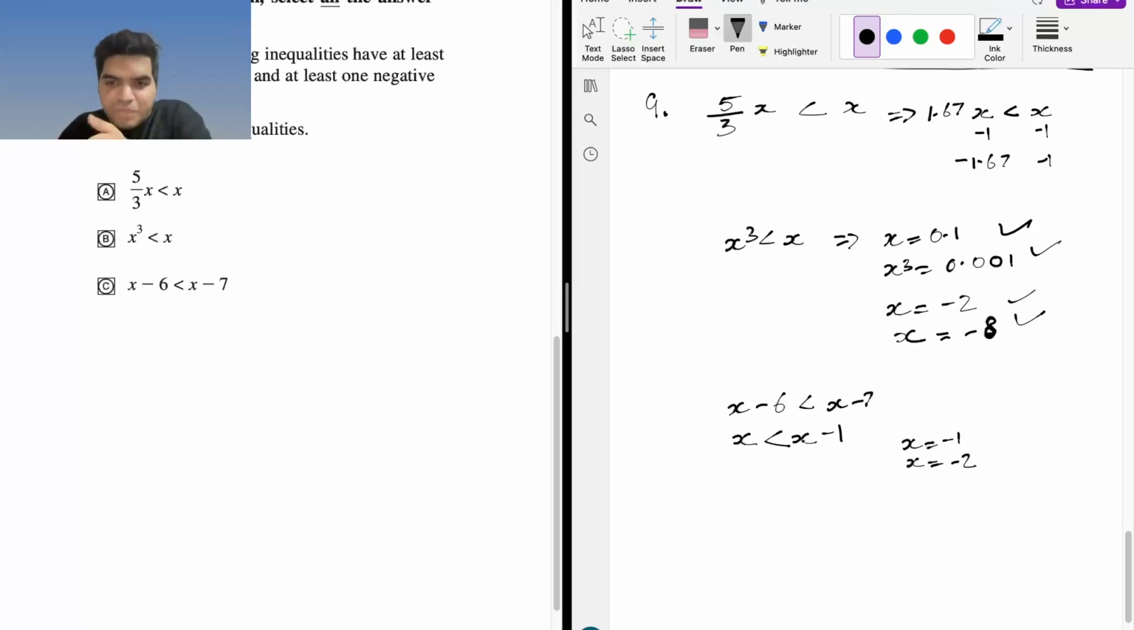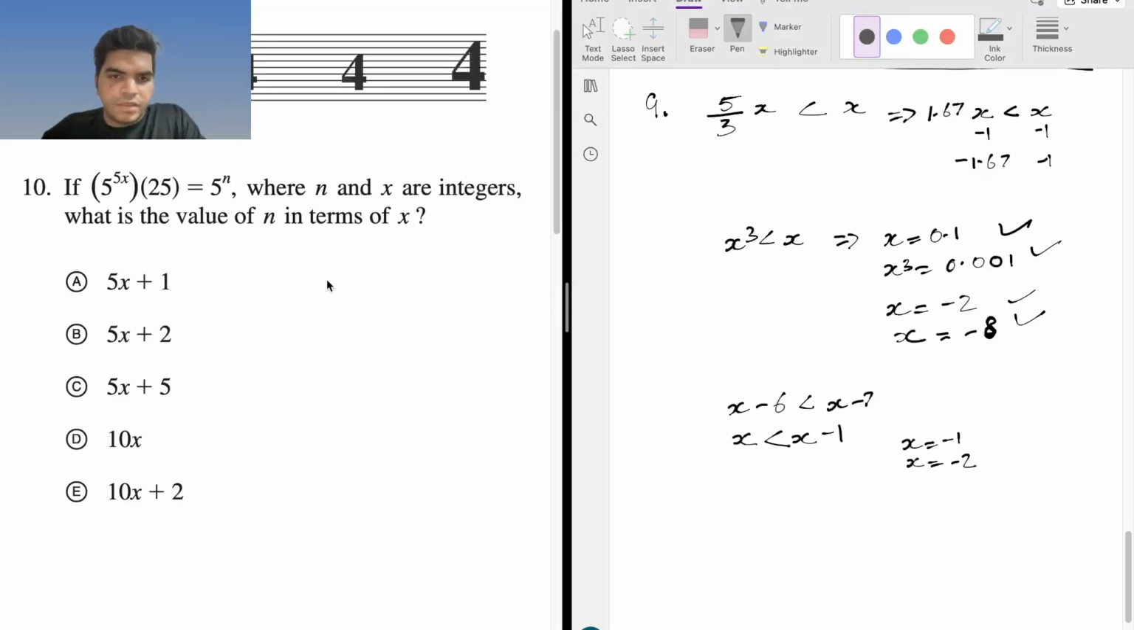I mean, this is a very, very common question, very simple question. I have a number and I take one from that. It will always be smaller. It can never be greater. So this equation doesn't even have a solution. So option B is the only correct answer. Let's come to question number 10 now.